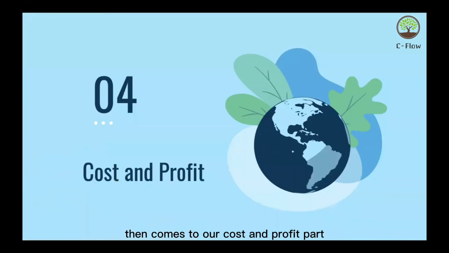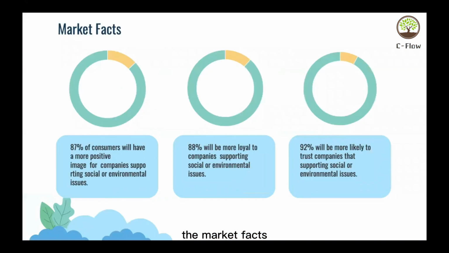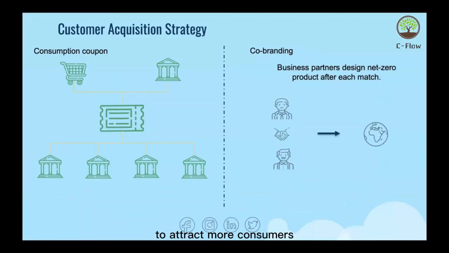Then comes the cost and profit part. Our league is initiated and formed with companies in the fashion industry, so our financial aim is to help every member of the league generate more profit. Those are the facts from the market. We can see that we have a good chance. To attract more consumers, we will publish a kind of consumption coupon in our league. Also, we will do co-branding with the league and use social media to increase our influence. We are confident that sales can be increased by 10%.